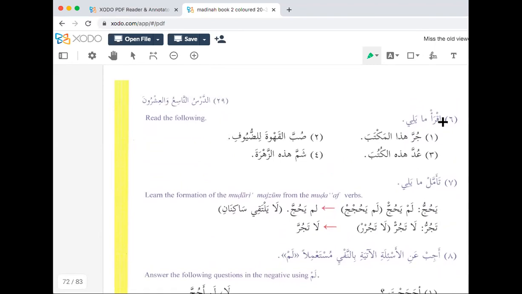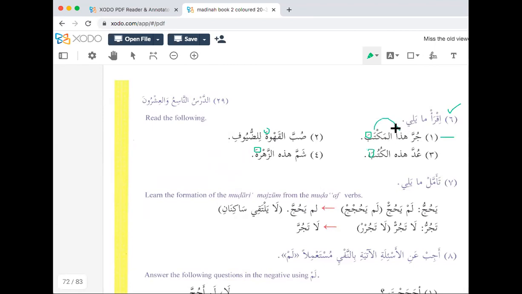I have a question here with regards to exercise 6. Why is there a fatha on al-maktab, al-kutub, al-qahwata, and al-zahrata? Who can tell me that, please? جر هذا المكتب. Why is there a fatha on what? On the المكتب. أيوة إبراهيم. بدل من هذا. أيوة أحسنت.